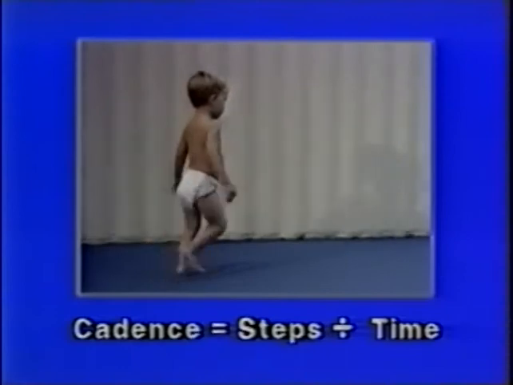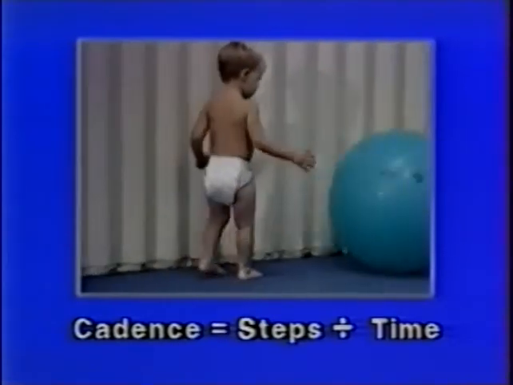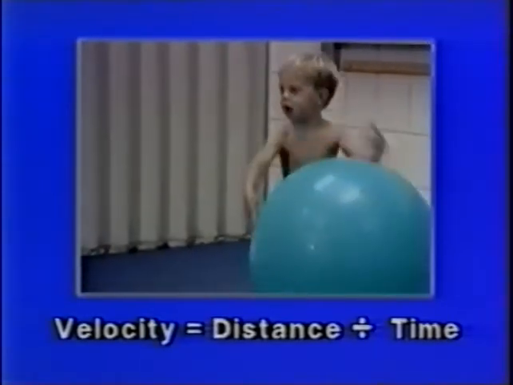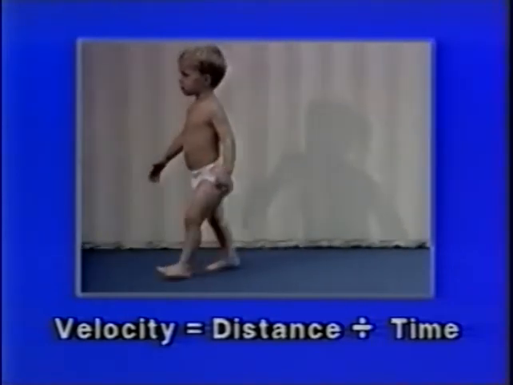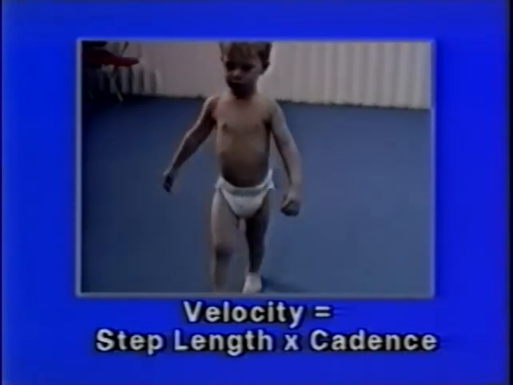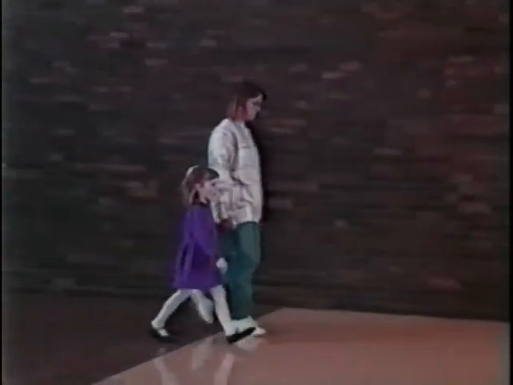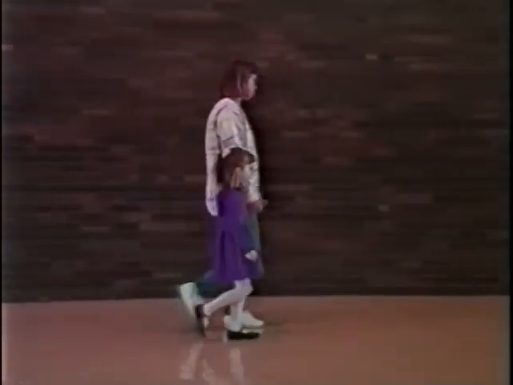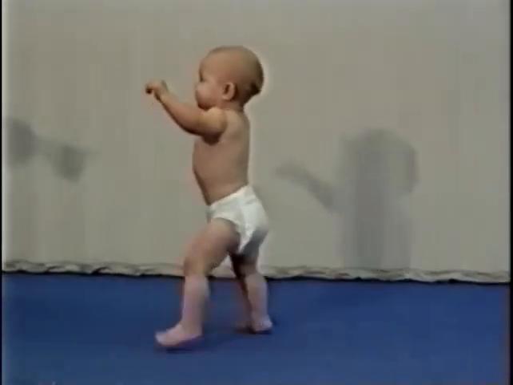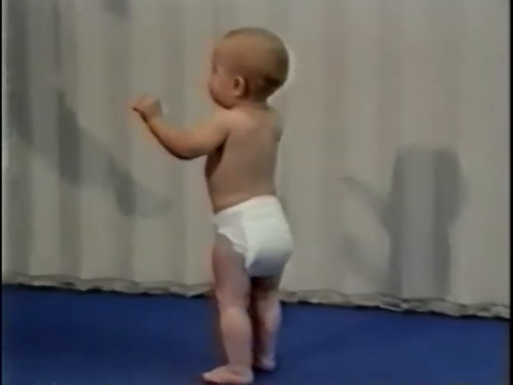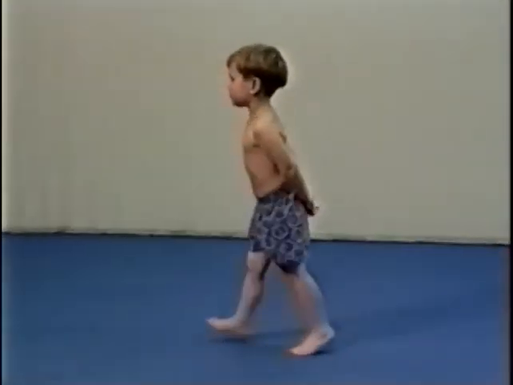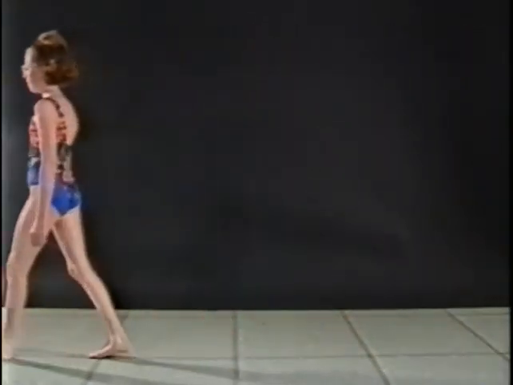Cadence is the number of steps taken during a given amount of time, usually steps per minute. Walking velocity is expressed as a distance per time relationship, such as centimeters per second or meters per minute, and is equal to step length times cadence. A child and an adult can walk at the same velocity, but the child has a shorter stride and therefore a faster cadence. Walking velocity is constant after about age 5 or 6. However, as the lower extremities grow longer, step length increases and cadence slows. This continues until growth is complete.